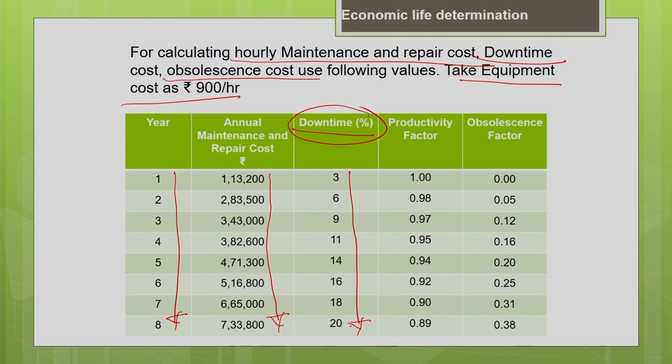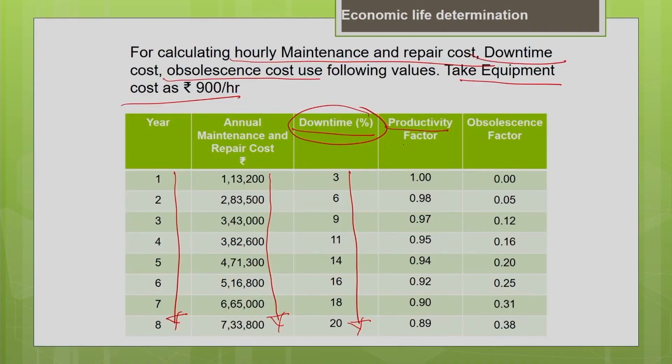Another thing, as I told you, when the machine is not available for the productive job, you will be facing some loss in productivity. So that productivity factor is also given. Maybe for the first year there is no change in productivity, but from the second year onwards you can see that there is loss in productivity of the machine with increase in the downtime of the machine. How this loss in productivity is going to result in an increase in the cost of the machine, we are going to estimate in the upcoming slides.